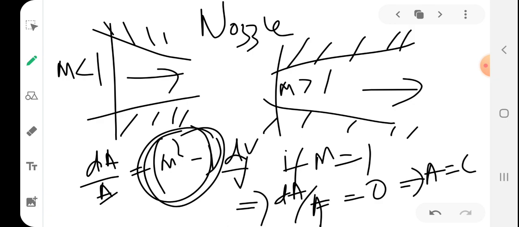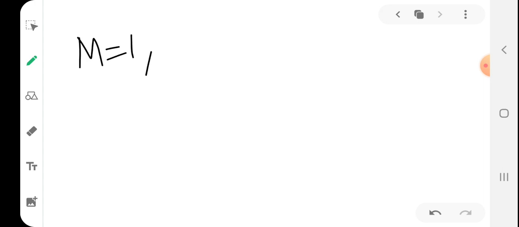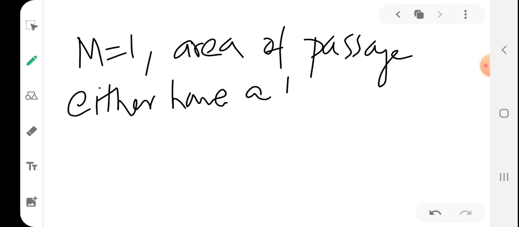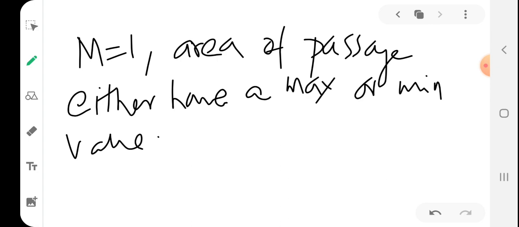So if A remains constant, it means it has reached Mach number 1. So when the flow Mach number is unity, in both the equations, the equation of velocity and the equation of pressure, dA will become 0. Which means that the location where the Mach number becomes unity, the area of passage must have either a maximum or minimum value.